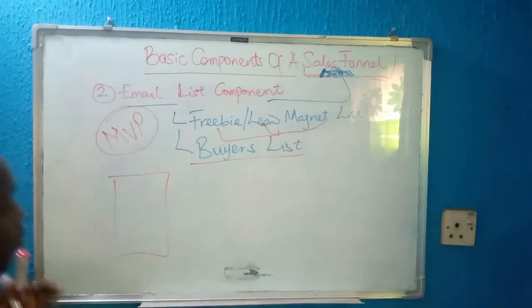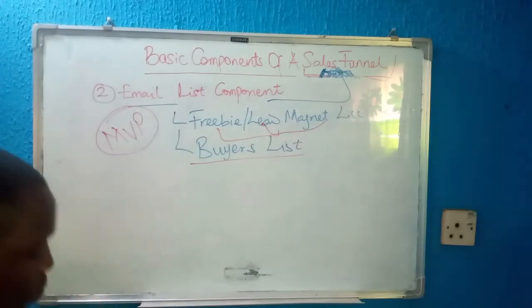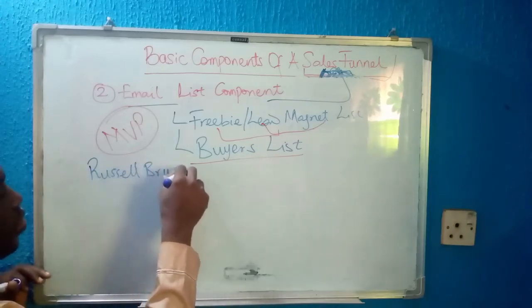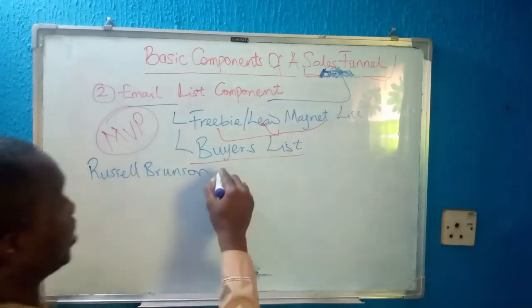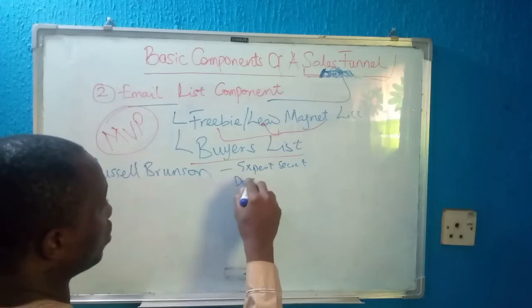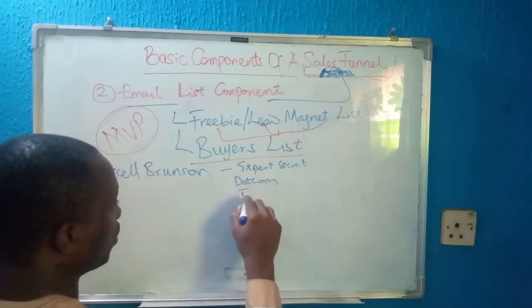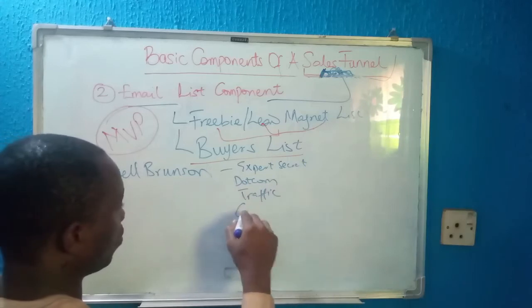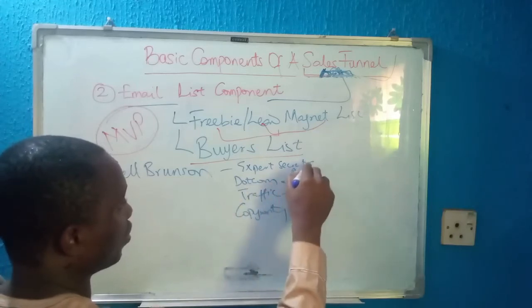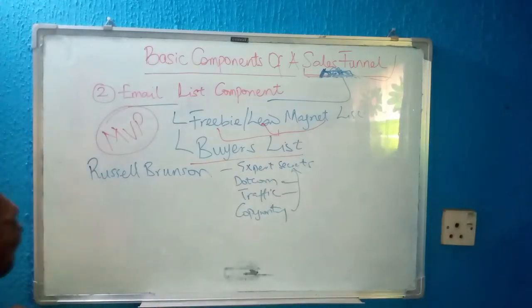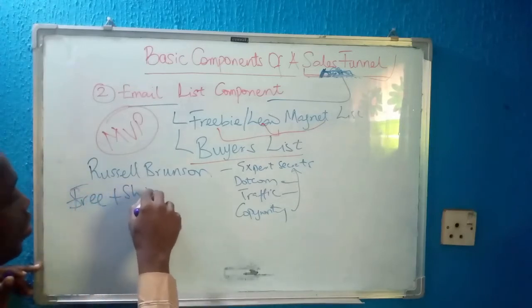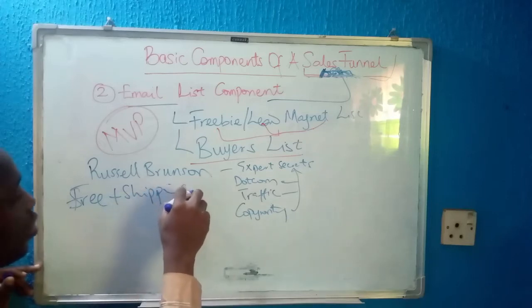I'm going to make an example with Russell Brunson. You can check him up online. He's the owner of the software company called ClickFunnels. Now he has published many books. We have Expert Secrets, .com Secrets, Traffic Secrets, and he and somebody else published Copywriting Secrets. And they do what we call the free offer. They call it the free plus shipping model, free plus shipping offer model.